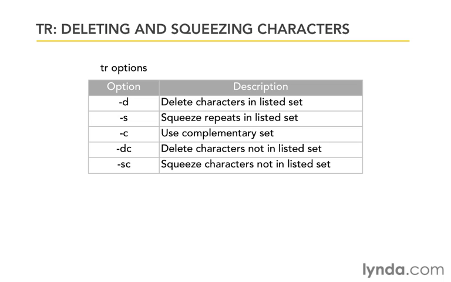And then the -c option says use the complementary set. It's the opposite. So you would use this option with either the -d or the -s option. With the -d option, it would mean delete characters that are not in the listed set. It's the opposite of that, the reverse. It'll become clearer once we actually look at some examples.